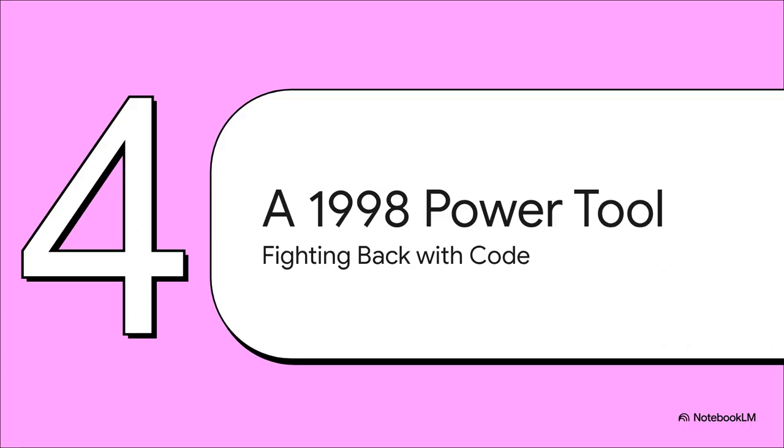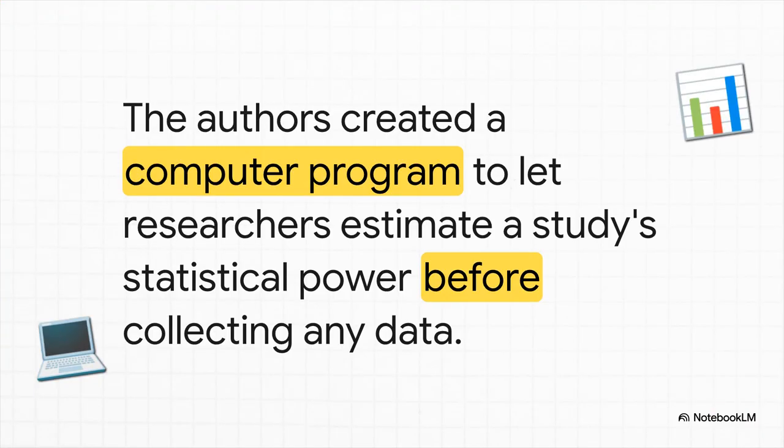But here's the best part. The authors of this paper didn't just point out this giant problem and walk away. They actually built a solution. They built a tool to help researchers plan for success before they even started their work. Their solution was this computer program that could run a power analysis. It let researchers kind of simulate their study ahead of time, plugging in their best guesses to see if their plan even had a chance. It was basically a pre-flight check for doing science.